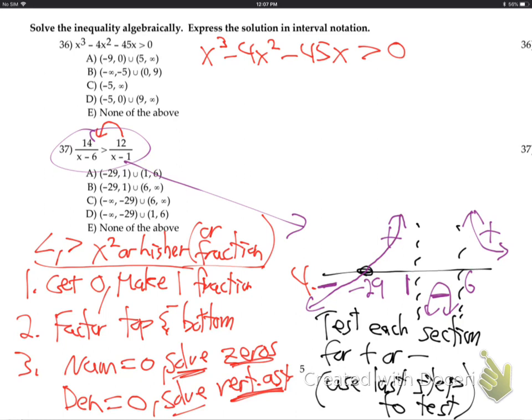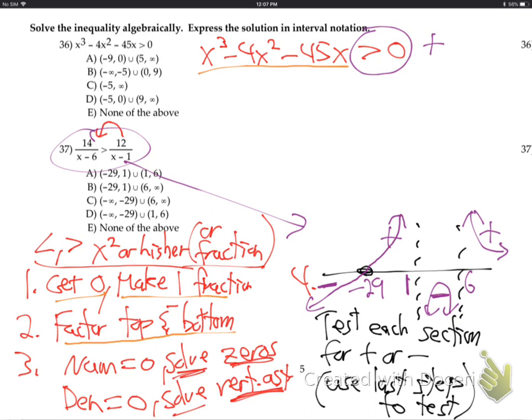So now, how do you know what you want in the end? Do you want the places greater than 0 or less than 0, positive or negative? Well, they're telling us on this problem, at least on 36, they want greater than 0. What does greater than 0 mean? Positive areas, huh? They want us to find the positive areas. So let's do that. Let's factor. How do you factor this thing? That's my first step. Get a 0. We already had a 0. Make it one fraction. I don't have fractions right now. Factor the top and the bottom. I don't have a bottom. Just factor that thing.